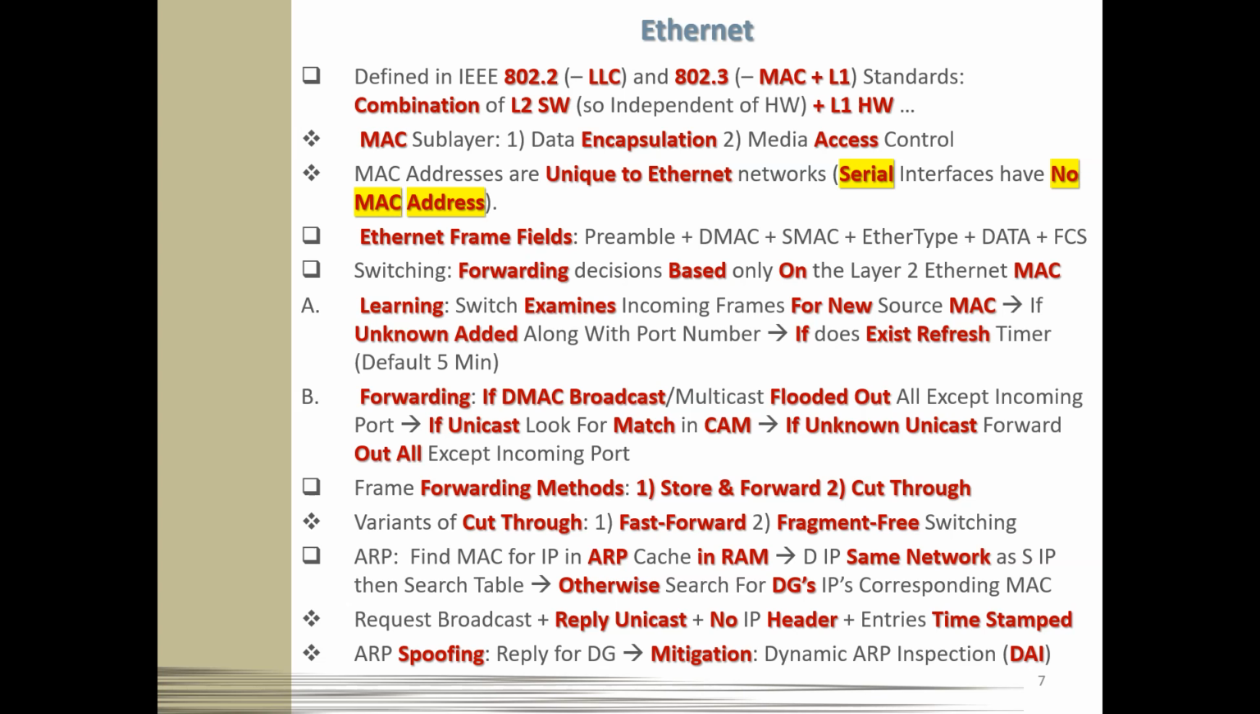However, if for the given MAC address along with its associated port number, we have received a new frame with that source MAC address within the 5-minute timer, then we're going to just refresh that timer and keep the information, as it is still valid. These entries inside the CAM table help us to do forwarding.